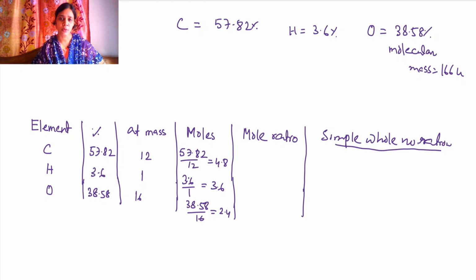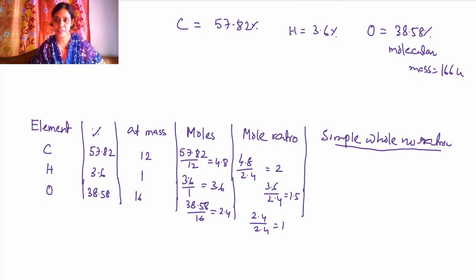How can I fill it? How can I calculate mole ratio? Now the 3 moles are 4.8, 3.6 and 2.4. If I divide all the moles by the least number among these moles, then I will get the mole ratio. Among these three, which one is the least number? 2.4 is the least number. So I will divide all these terms by 2.4. So I divide 4.8 by 2.4, then 3.6 by 2.4 and 2.4 by 2.4. Here it is 1, here it is 1.5, here it is 1.